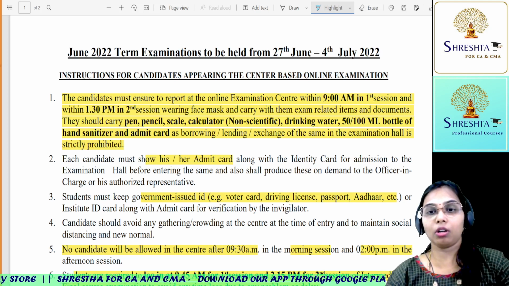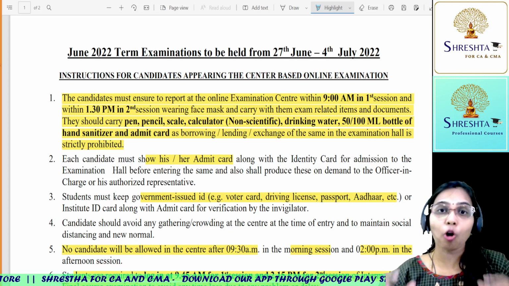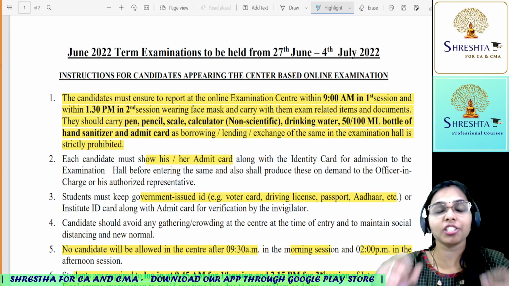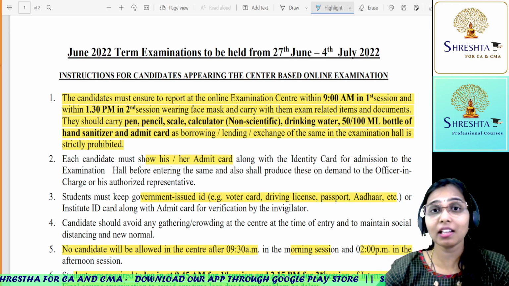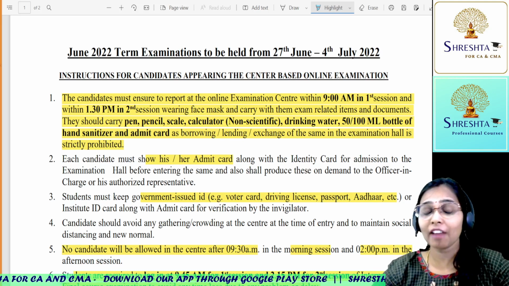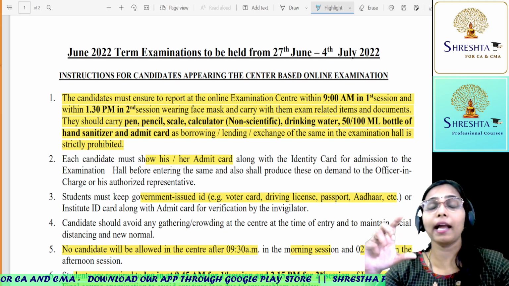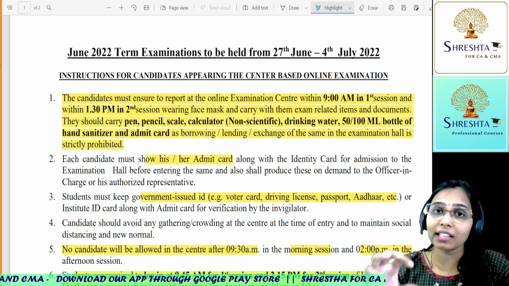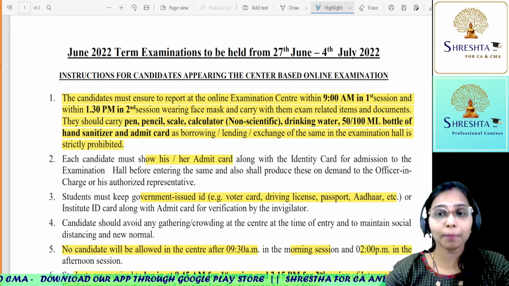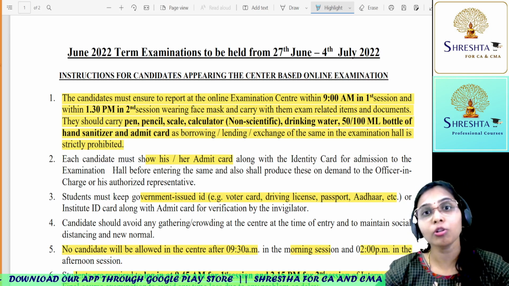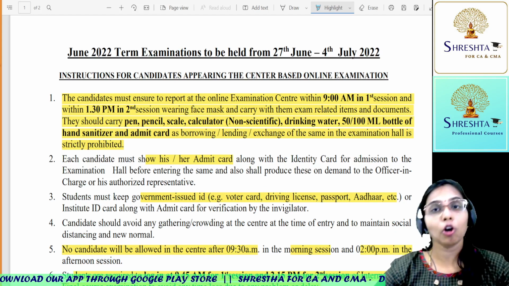Okay. And next, you should obviously wear a mask, and you should have your own stationery, I mean your pen, pencil, and the admit card you should have, and any PAN card or driving license or voter ID card or Aadhaar card should be carried. Okay, any government issued ID should be there with you while going into the hall.